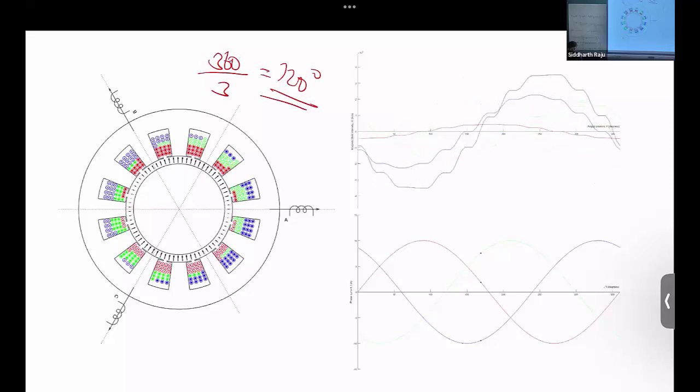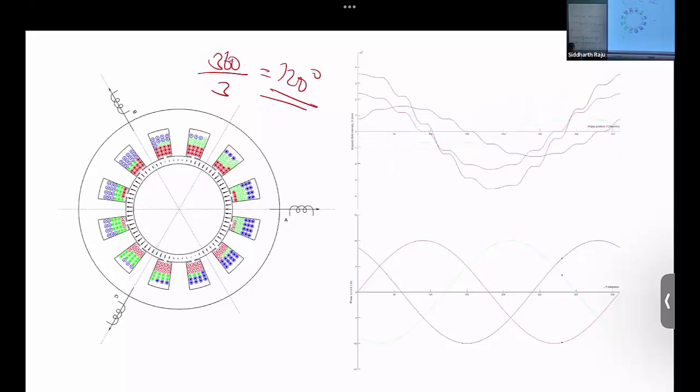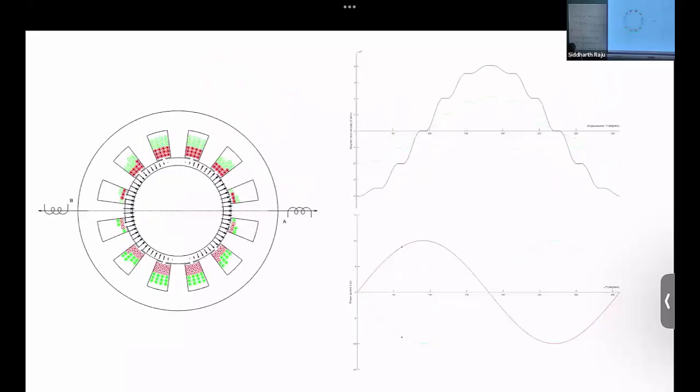180 would just be inverted, which would be the same as doubling the amplitude of the initial one-phase motor. Right? So if you had a coil at 0 degree and another coil at 180 degree, right?